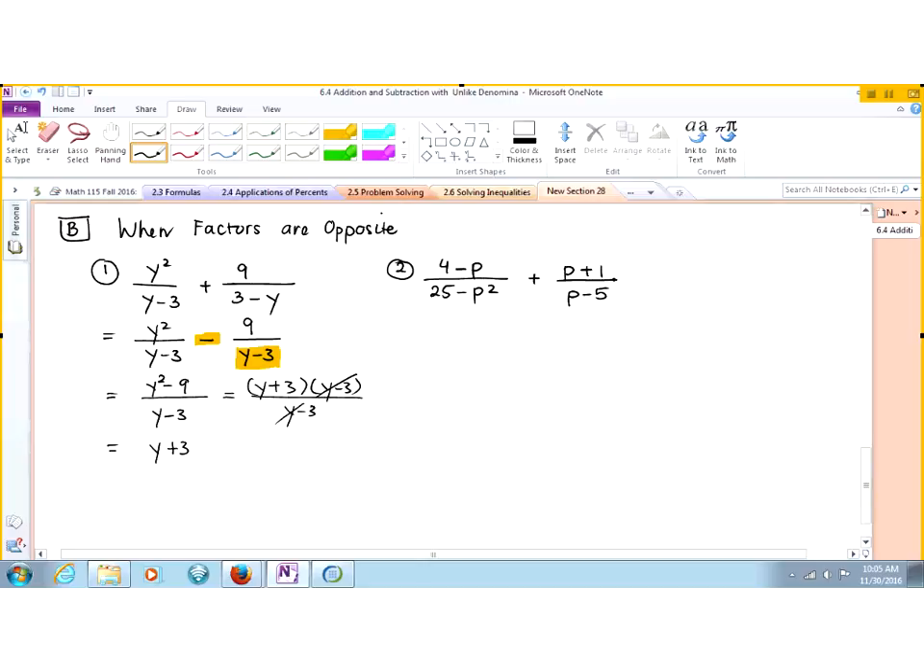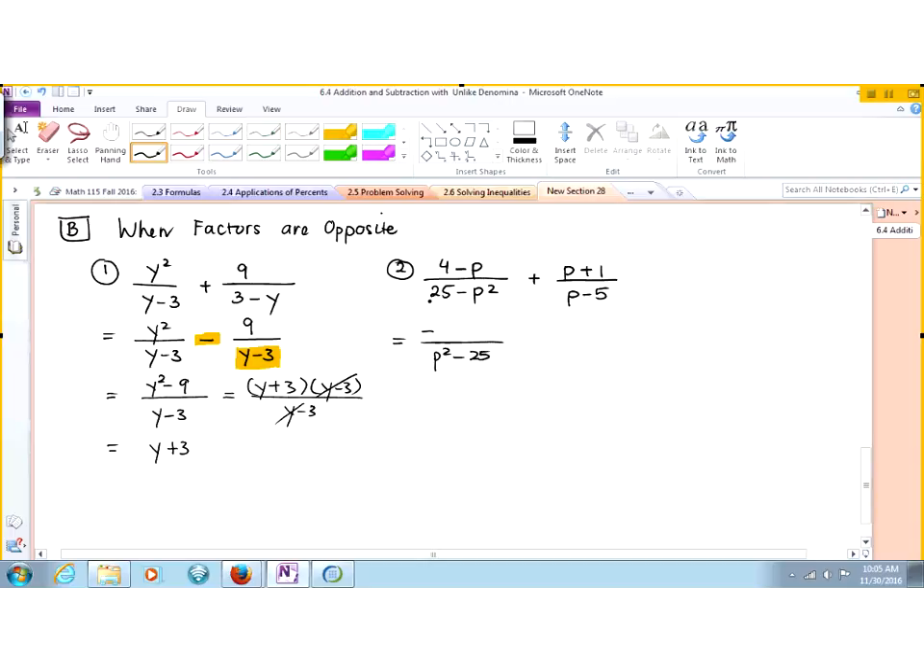All right. So what do we do here? Look at this. 25 minus p squared. I usually have p squared minus 25, don't I? Okay. So I'm going to write these down. So what I want here is p squared minus 25.